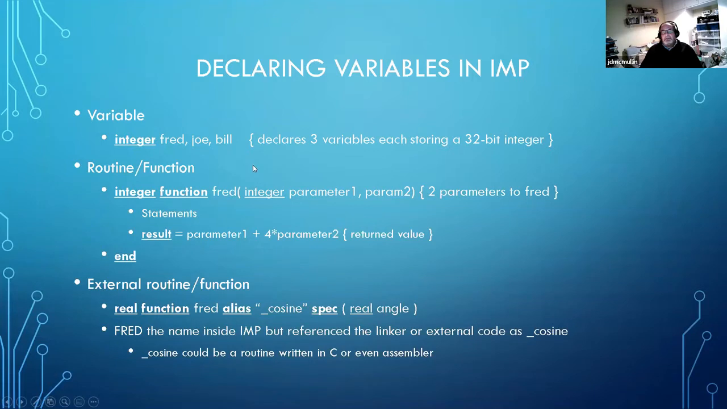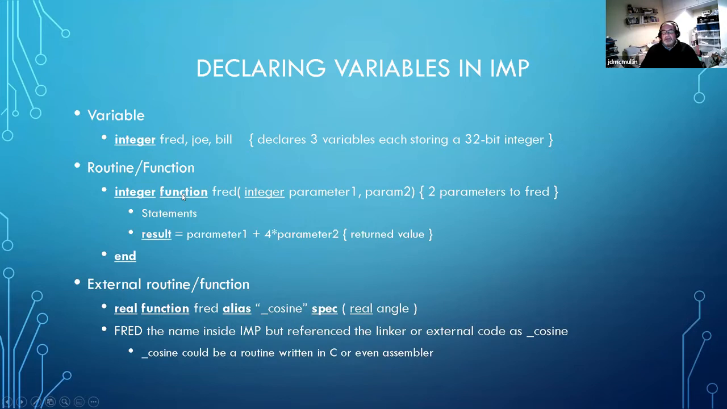So I think we've possibly got the idea about how to declare variables in IMP. Here I'm declaring Fred, Joe, and Bill, which, when you say integer, by default it normally assumes is a 32-bit integer. If you want to specify it as a byte, you'd have to put either byte or byte integer in front of it.